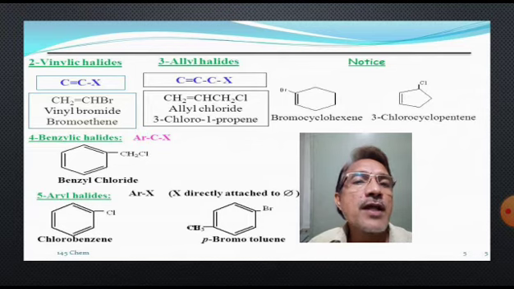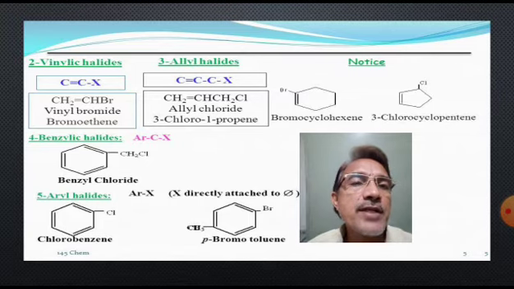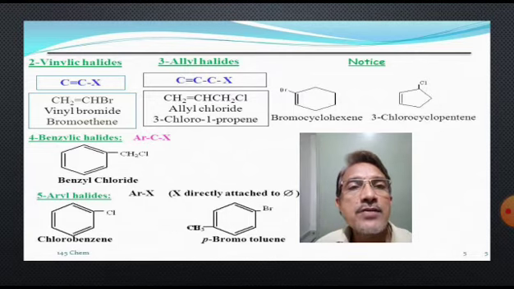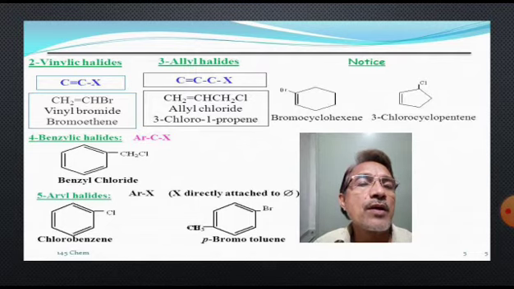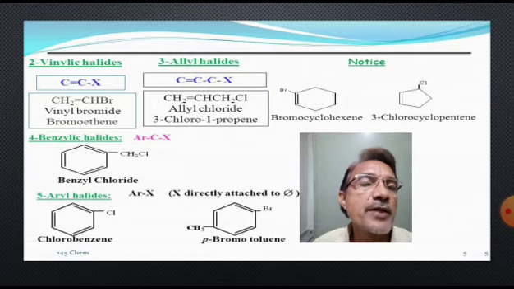Aryl halides. In all aryl halides, X, that is the halogen atom, is bonded directly to the benzene ring. Example, chlorobenzene. In chlorobenzene, the Cl atom is directly bonded to the benzene ring. One more example, para-bromotoluene. In para-bromotoluene, the bromine atom is directly bonded to the benzene ring at the para position.